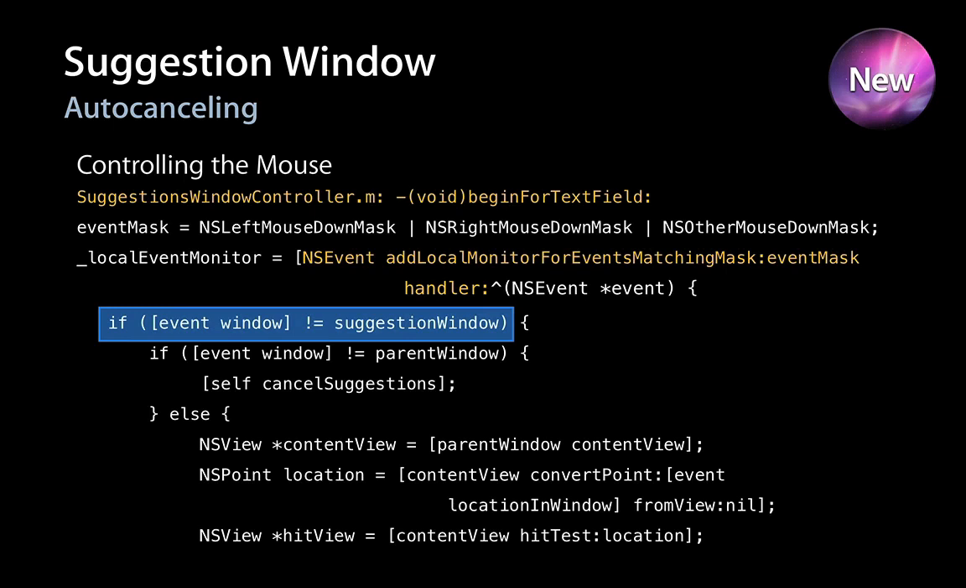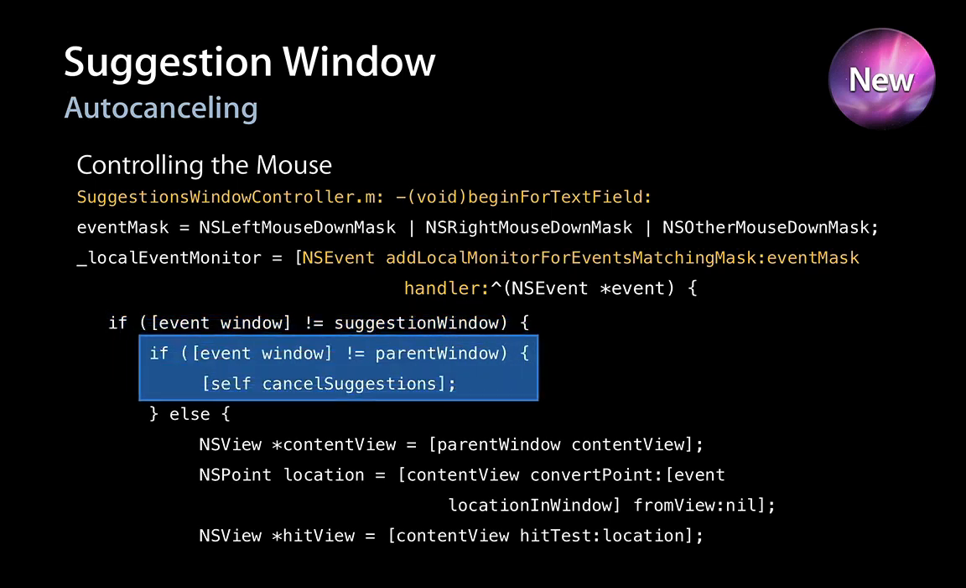And right in line, we can add our code to respond to that type of situation. First thing we're going to do for our mouse down event is find out what window this event occurred in. Did it occur in our suggestions window? When it occurred in the suggestions window, we want to allow the click to process through and act as an action. So we don't want to do anything. If it's not the suggestions window, then perhaps it's our parent window. Well, if it's not our parent window, this is a local event monitor, so it has to be some click that's associated with our application. And if it's not our parent window, it must be some other window inside of our application. So we'll go ahead and cancel our suggestions window.